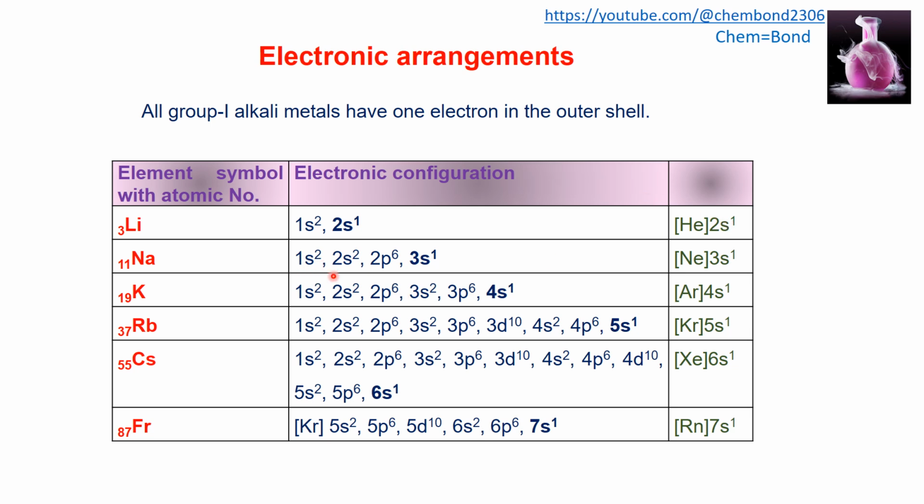Here 1s2, 2s2 and 2p6 is the electronic configuration of neon, the inert element, and 3s1 will be written as such. Similarly for potassium, up to 3p6 it is equal to the electronic configuration of argon, and 4s1 will be written as such. In case of rubidium, krypton 5s1, cesium, xenon 6s1, and in case of francium, radon 7s1. So this is the combined form of the electronic configuration of group 1A.